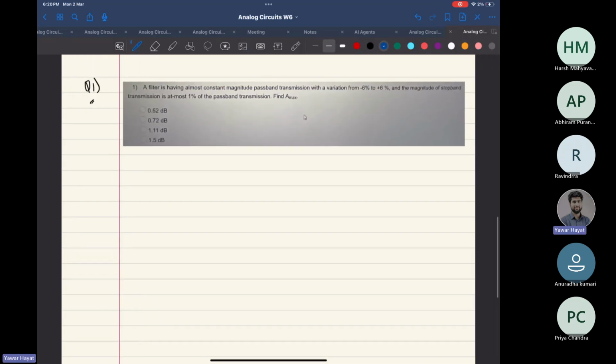So how can we find A max for this one? Anyone? Your variation is how much? It is plus minus 6%. Right. How much would that translate to?